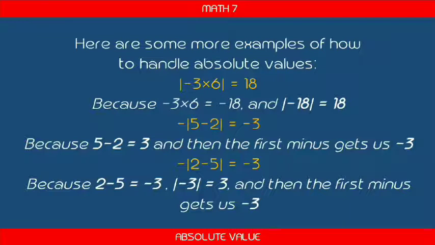Negative absolute value of 2 minus 5 is equal to negative 3 because 2 minus 5 is equal to negative 3, and the absolute value of negative 3 is 3, and then the first minus gets us negative 3. So again we are going to copy the negative sign outside the absolute value.